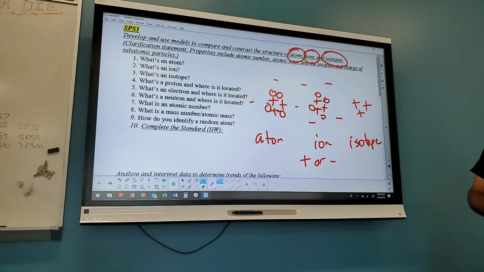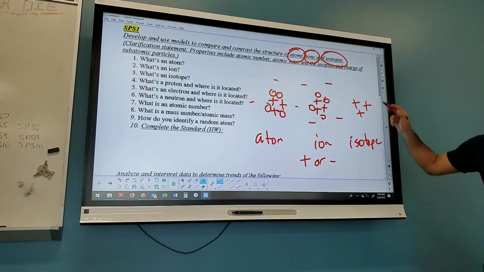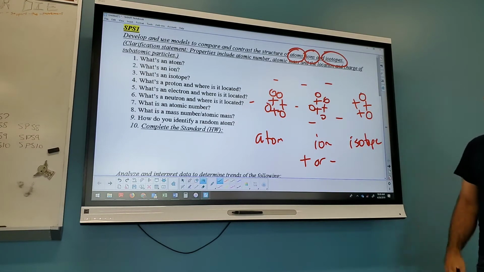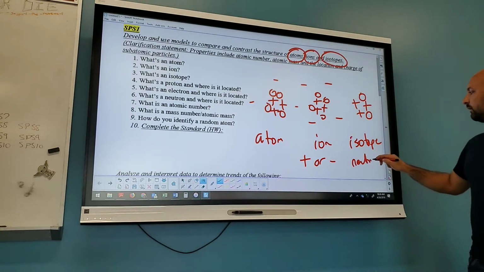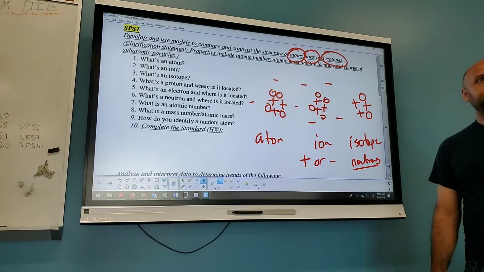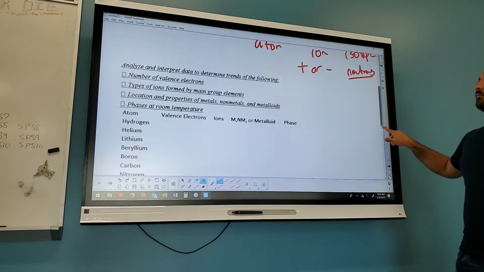And then modeling my isotope, well, if lithium is supposed to have 4 neutrons, then the isotope can simply have 2, or none, or 1. Isotopes differ in the number of their neutrons. Okay? Any questions there? All right, moving on.